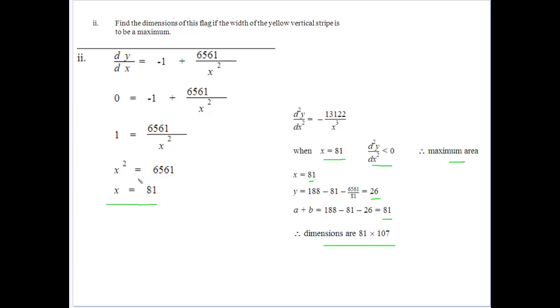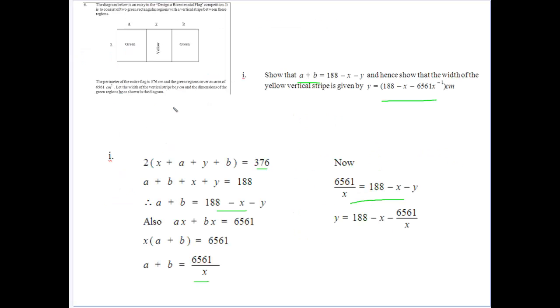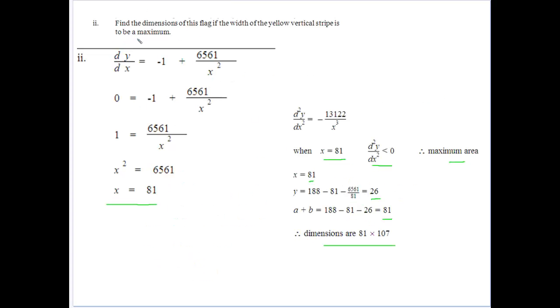So there's the manipulation again. We're manipulating our algebra in the earlier parts of the question to get an expression to differentiate, set equal to 0, prove that it's a maximum or minimum, and then do whatever else they want, such as find the dimensions or find the area or find the volume.